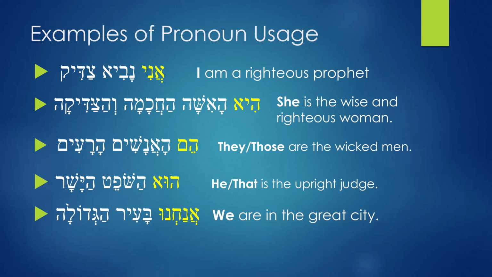Next phrase we have He, Haisha, Hachama, Hasadika. So let's look at what we have here. He means she. Remember, who is he and he is she.